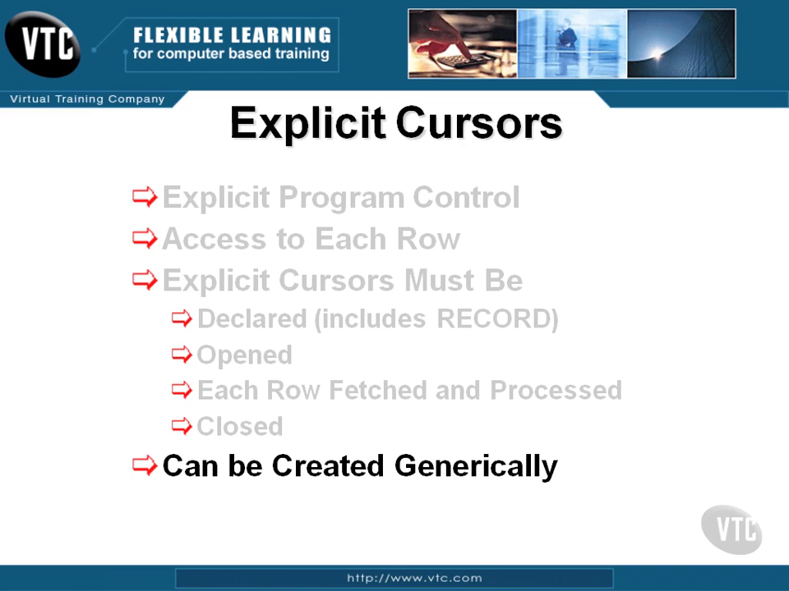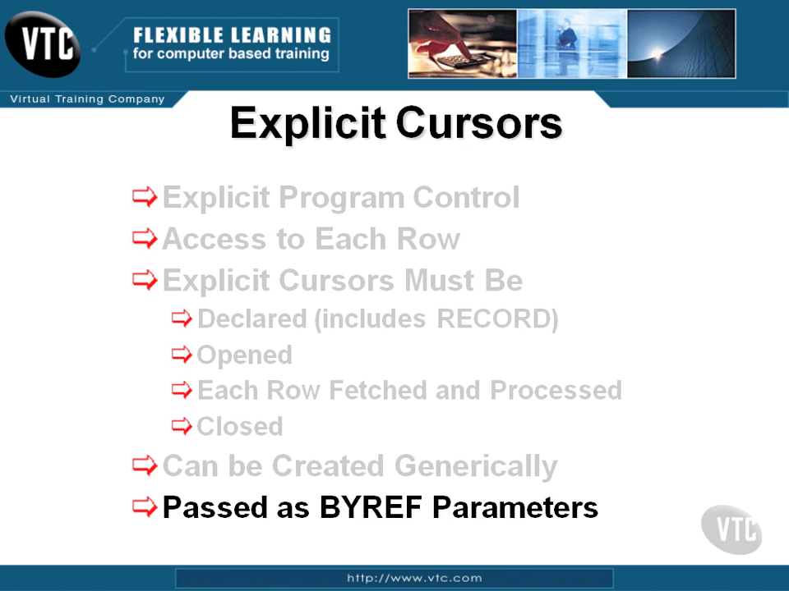Personally, when coding, I don't use explicit cursors anymore. I generally use implicit cursors all the time, and I can get by with them. And they're more efficient, more effective. They rely more on Oracle as opposed to actually programming the cursor itself. You can also pass explicit cursors as by-ref parameters, which you can't actually do with an implicit cursor, which is the only benefit of using an explicit cursor.